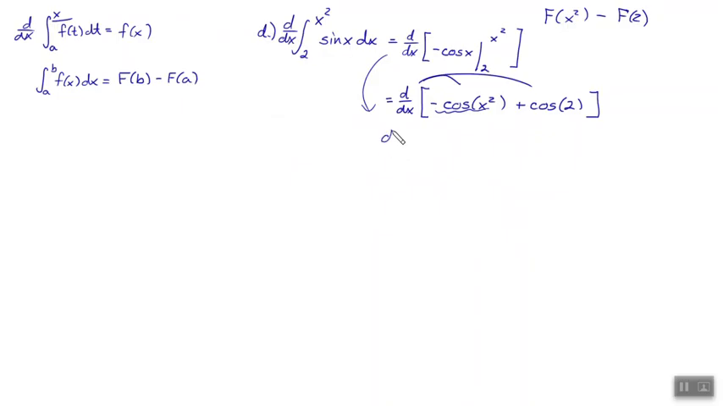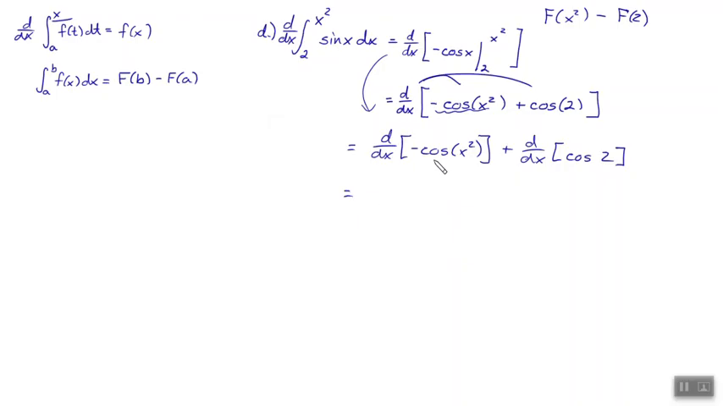So I could really write this as d/dx of negative cos x squared. The x squared just stays there for now, plus the derivative of a constant, the derivative of cosine of 2. As I'm looking at this, I realize this is a chain rule because it's something other than just x on the inside.